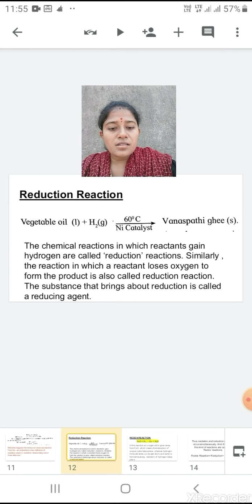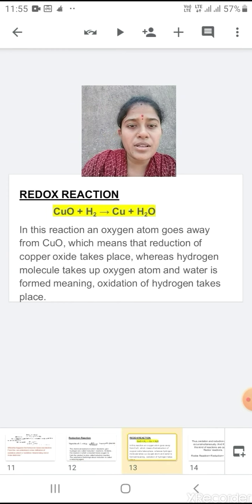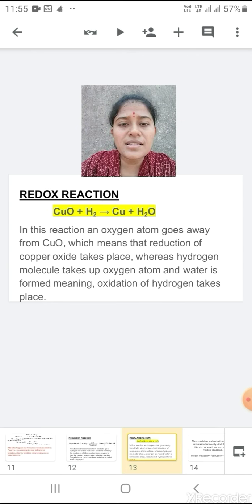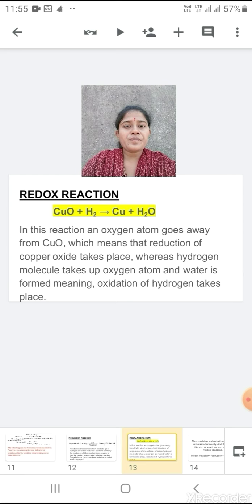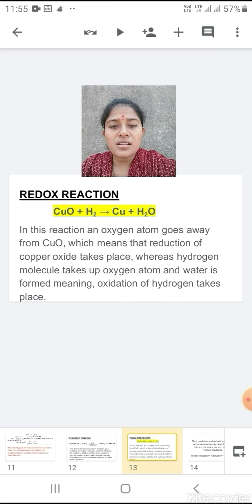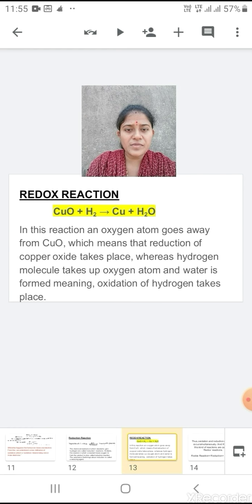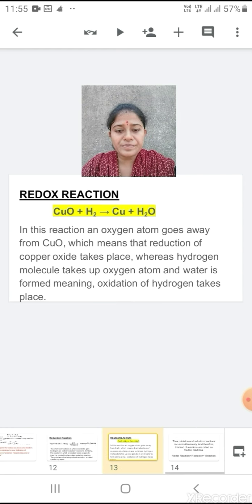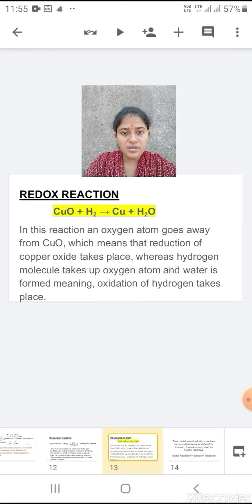Now the next topic that we are going to understand is redox reaction. If you have understood oxidation and reduction, then it becomes very easy for you to understand what is redox reaction. You can observe a reaction which is given on the screen. Copper oxide plus hydrogen gas gives copper and water. In this reaction, the oxygen atom goes away from copper oxide, which means that reduction of copper oxide has taken place.